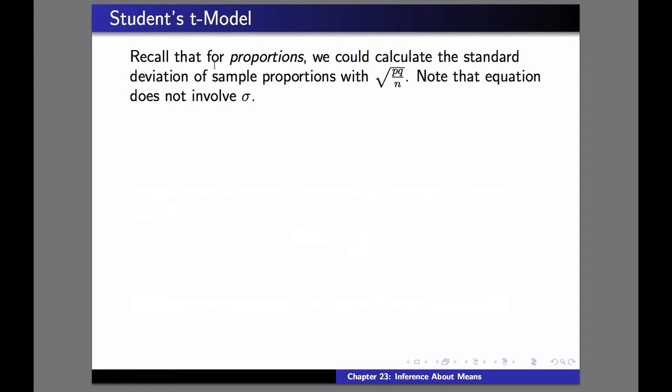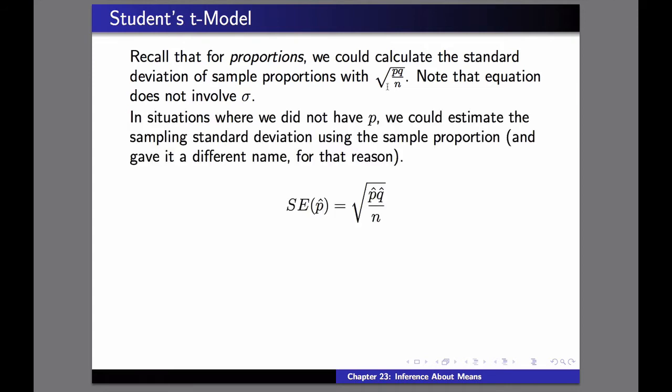So think back to what we were doing with proportions. We could calculate the standard deviation of sample proportions with this thing right here. And note that the equation does not involve sigma. It does, however, involve this p right here. This is the population proportion. So it still required us to know something about the population. But remember, we still figured this out when we didn't have p.